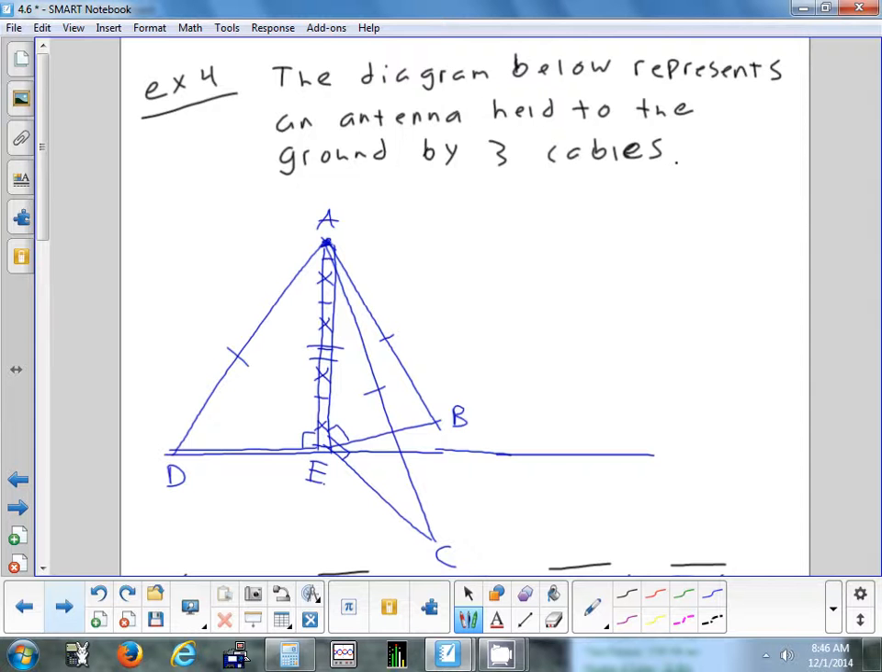All right, so this diagram is on page 238. What I tried to draw here is AE. That's like an antenna that's in the ground. And then there's three wires coming down from the top of the antenna. AB is kind of going in the back, AD is going off to the left, and AC is coming out towards the front. Any question on the picture? Okay, so it's just an antenna that's being held to the ground.